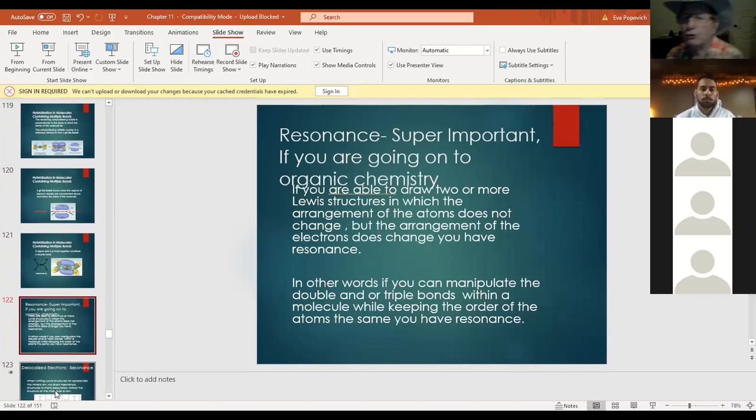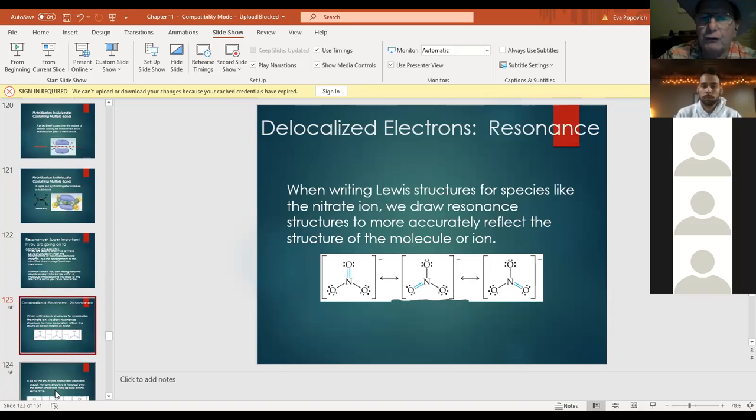Okay, if you're able to draw 2 or more Lewis structures in which the arrangement of atoms does not change, but the arrangement of the electrons does change, then you have resonance. In other words, if you're able to manipulate the structure so that you have double and or triple bonds that move around, you have resonance. And this is going to be extremely, extremely important for you guys going on to organic chemistry. You need to understand resonance because it lends more stability to the molecules.